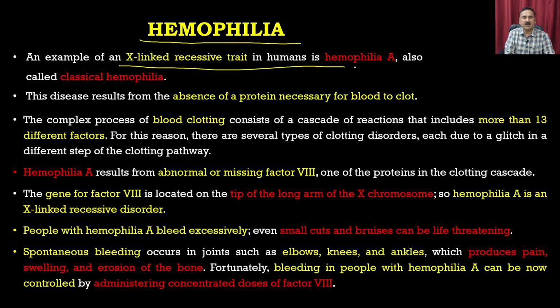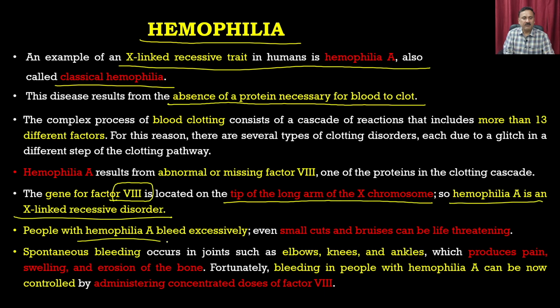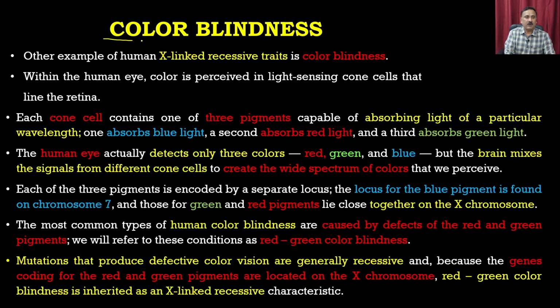The X-linked recessive trait in hemophilia is hemophilia A, also called classical hemophilia. In this disease, there is an absence of a protein necessary for the blood to clot, right? Remember, there's a cascade of reactions required for blood clotting, and one of the proteins is missing, which is responsible for the development of hemophilia. Factor 8 is located at the tip of the long arm of the X chromosome. So hemophilia A is an X-linked recessive disorder. People with hemophilia A bleed excessively. Even small cuts and bruises can be life-threatening, right? Then we have another disease called color blindness.